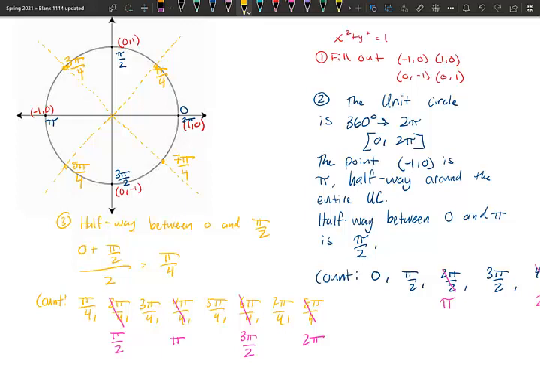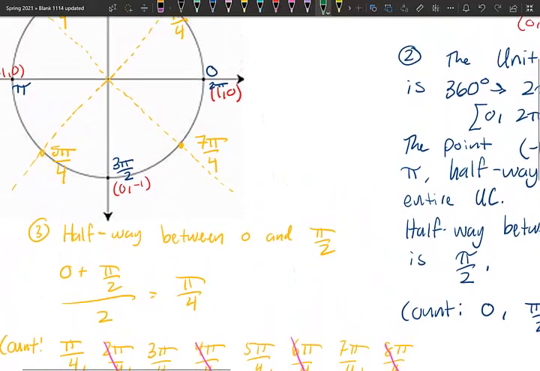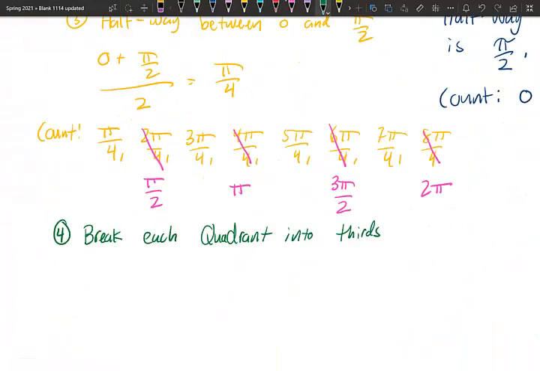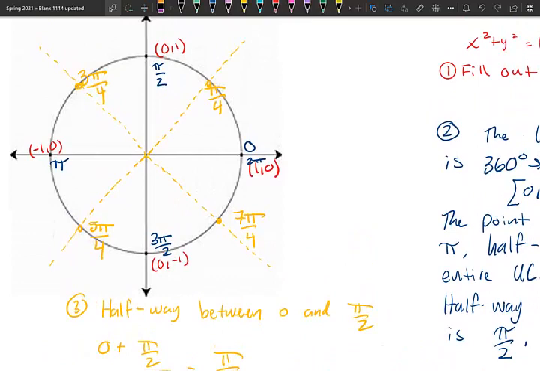See, we're getting there. We're chugging along. We're almost done. We only have one more step. Our fourth step now is to break each quadrant into thirds. We're going to pretend like those orange marks aren't there, and we're going to break each quadrant into thirds. The orange lines from step 3, we're just going to pretend they're not there.